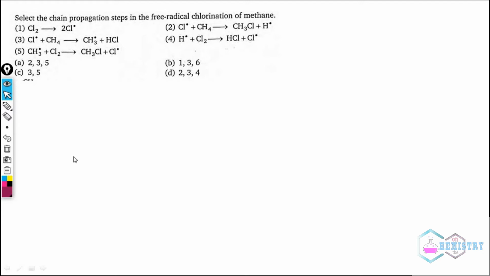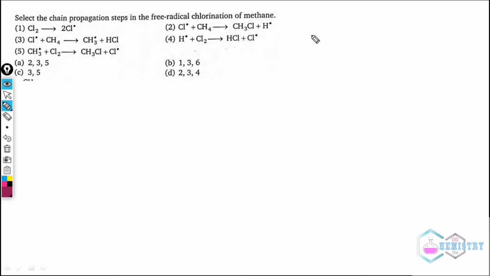Now it is our third problem, and it is a very basic problem. It asks which of these steps, there are 5 options, are the chain propagation step of a free radical halogenation or chlorination. To answer this question, we just need to know the steps of the reaction. There are 3 steps: one is the initiation step, the second is the chain propagation step, and the third is the termination step.